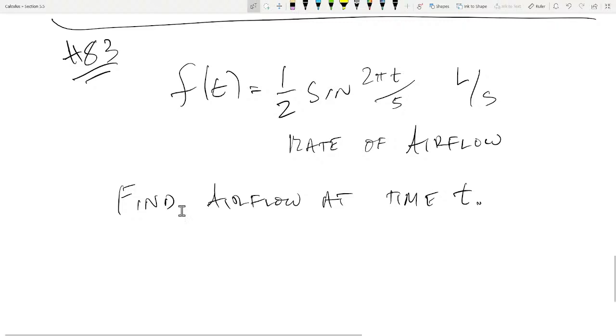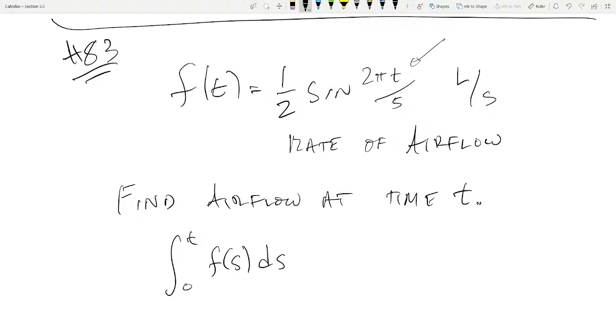Well, so that would be this, right? We could have an integral from 0 to t, but the problem is we already have a t here, so they kind of messed with us a little bit. So let's just change it. Let's do f of s ds. Let's just switch it to s instead of t, and then our final thing will have t in it. Okay, so this is the integral from 0 to t of, put our 1/2 out here, sine 2 pi s over 5 ds.